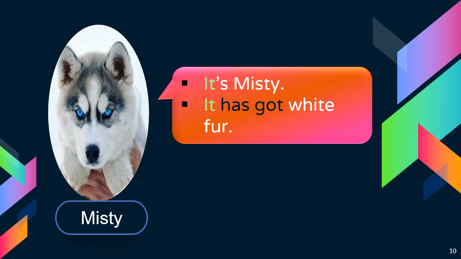Misty. It's Misty. It has got white fur. I have used the singular pronoun it to refer to Misty because Misty is a dog. It is an animal, so we cannot use he or she. So it's Misty. It has got white fur. You can also say it has got blue eyes.